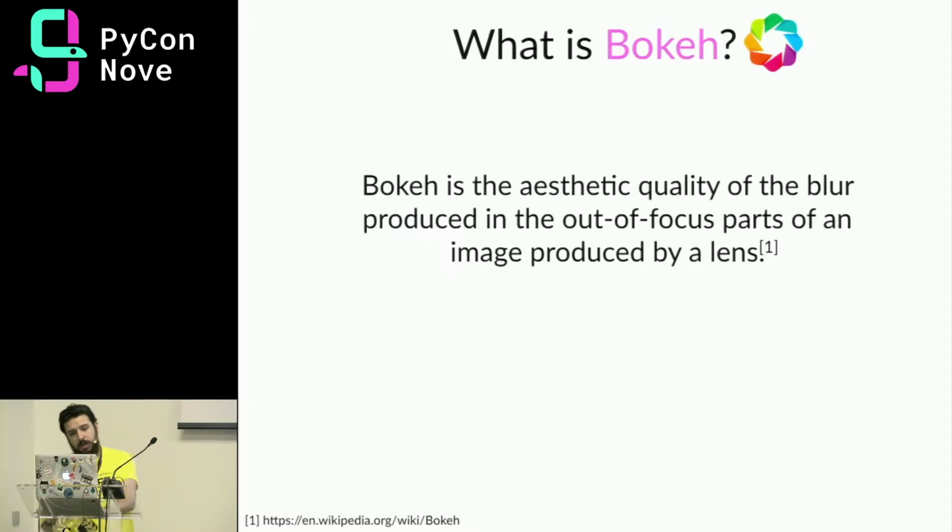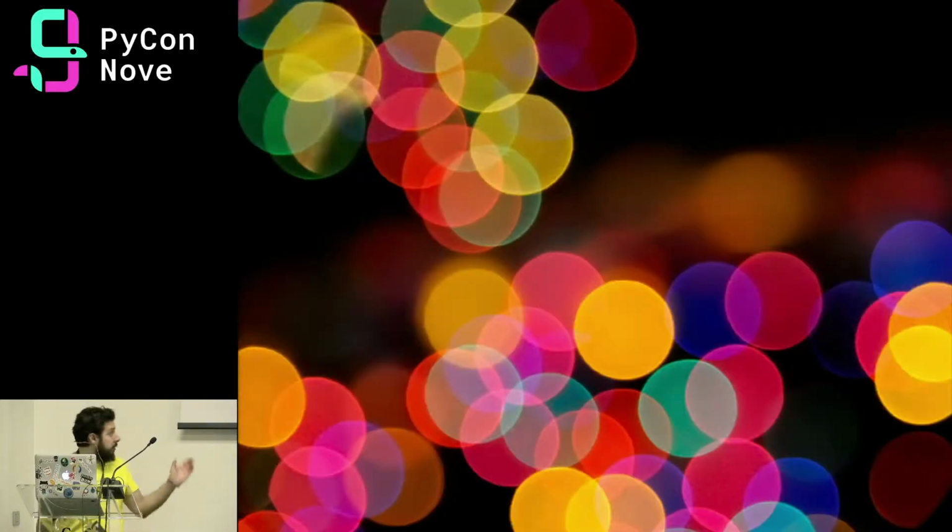Bokeh in photography is an image effect that makes a photo visually appealing. It forces us to focus our attention on a particular area of the image. The word comes from the Japanese language and literally translates as blur. This is the Bokeh effect, okay?